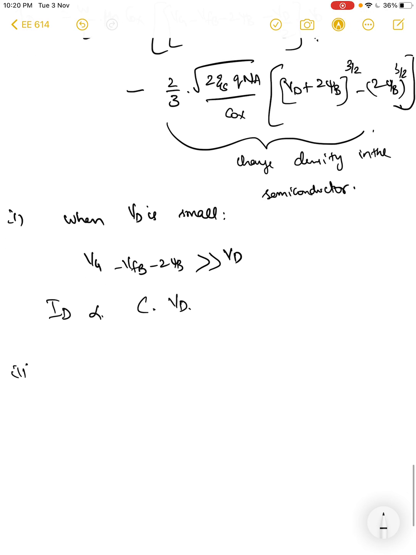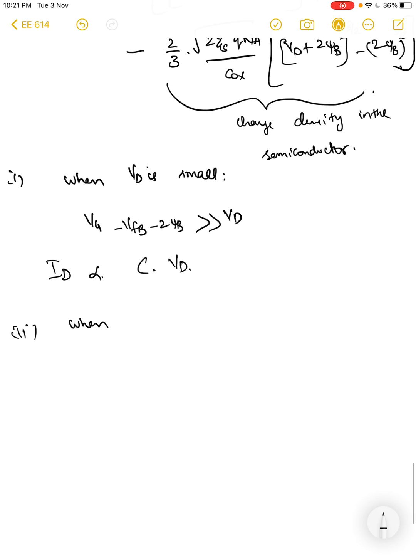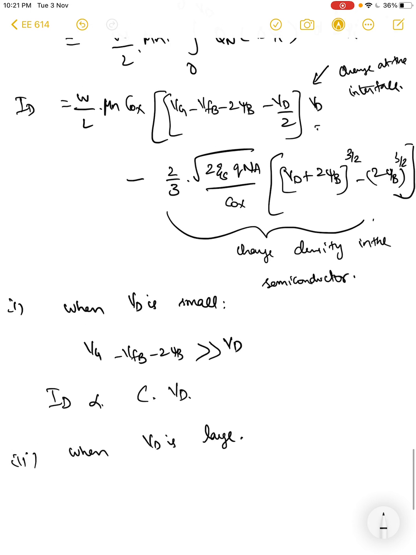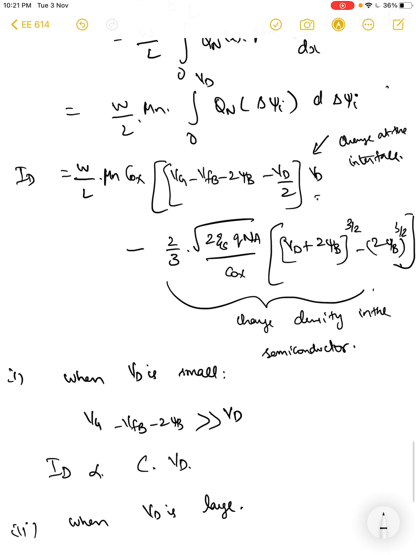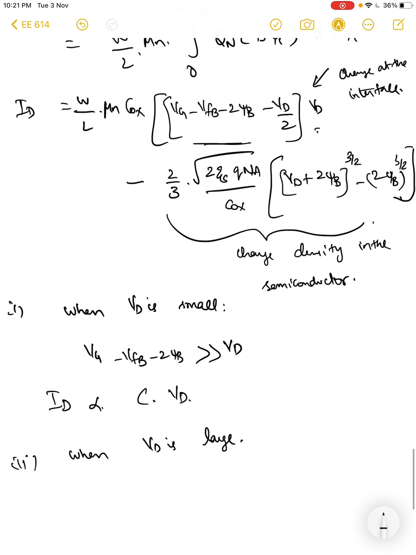The second easily understandable thing is when Vd is large. When Vd is large enough, you will have some region which becomes devoid of the charge at the interface. So basically you will see that this term can tend to 0 at some particular point, and hence the entire charge at the interface can become 0 at some point in the potential. You understand? Please remember that this Vd changes with the position in the channel, so there is no one particular Vd.